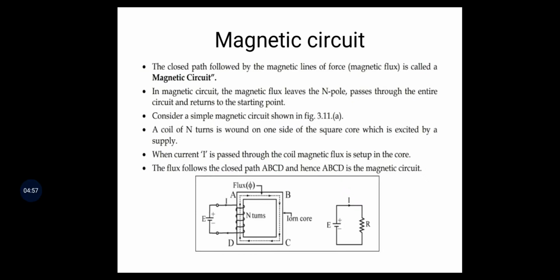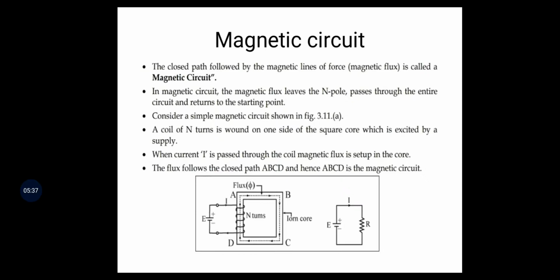In a magnetic circuit, the magnetic flux leaves the N pole, passes through the entire circuit and returns to the starting point. Here the starting point of the flux is the N pole, and it flows across the magnetic circuit or iron core, then it reaches the starting end of the circuit. Then it is called a magnetic circuit.